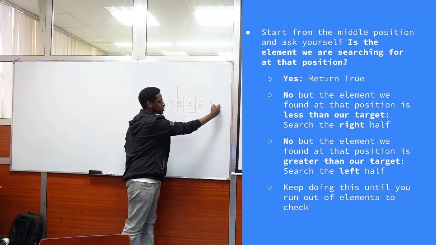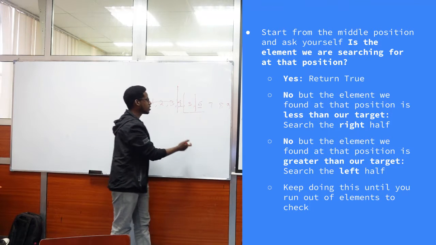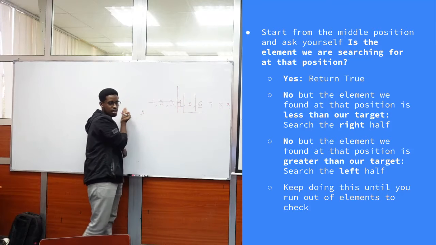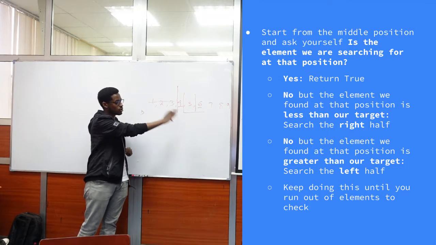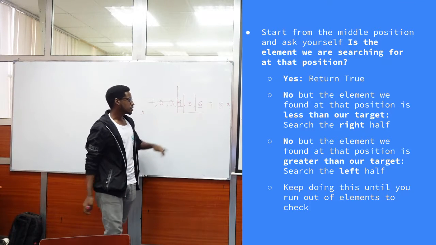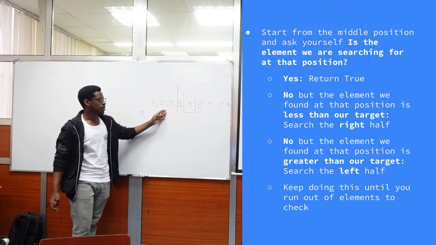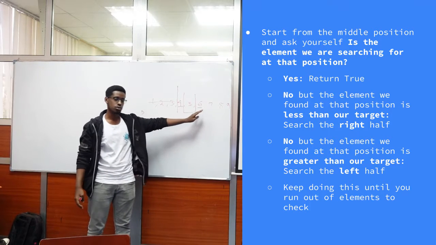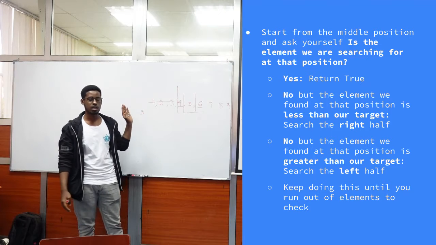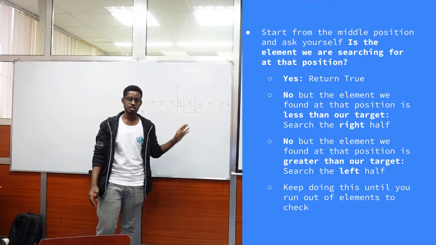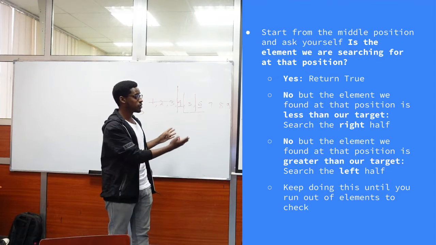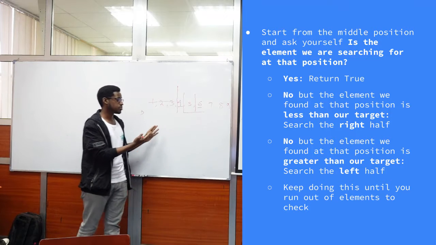Because if it's continuing like 7, 8, and 9, 5 would not be within the left side. It will be guaranteed that it will be on the right side. And if we are supposed to find like 2, 2 will not be on the right side. It will always be to the left of the middle element that we're searching for. This is binary search. So we keep doing this until we run out of space.